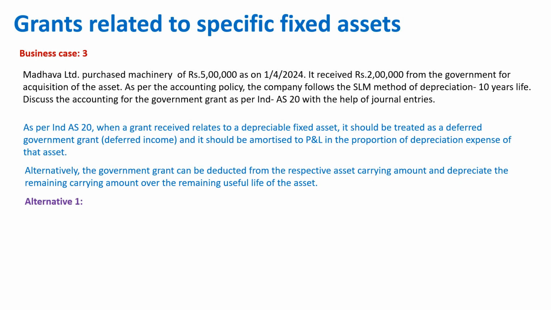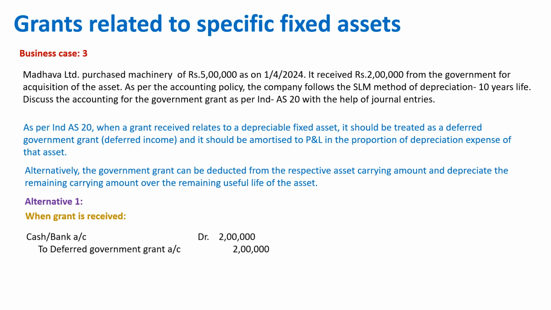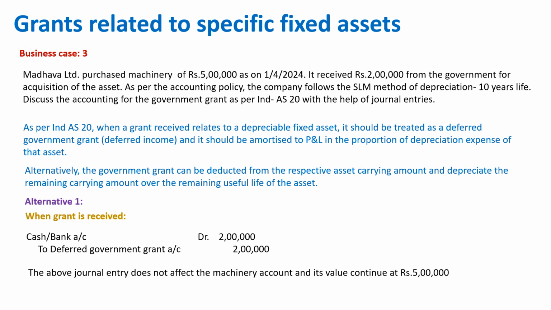Let's take alternative 1. When grant is received, what entry are you going to post now? Cash or bank debit 2 lakhs to deferred government grant. Okay, you are not touching the asset now. You are just posting whatever you received from the government as deferred income, which is to be treated as liability. So the above journal entry doesn't affect the machinery account and it still continues at the value of rupees 5 lakh, what you have paid to your vendor, right?